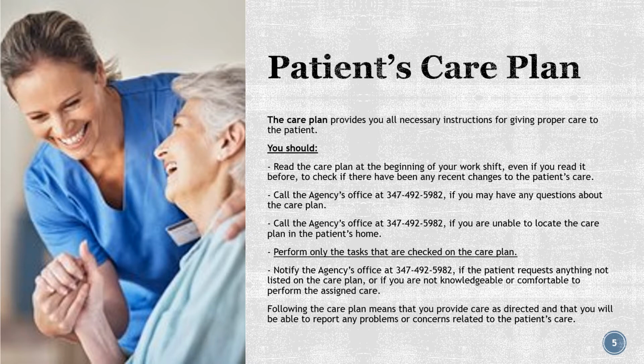Call the agency's office at 347-492-5982 if you are unable to locate the care plan in the patient's home. Perform only the tasks that are checked on the care plan. Notify the agency's office at 347-492-5982 if the patient requests anything not listed on the care plan, or if you are not knowledgeable or comfortable to perform the assigned care. Following the care plan means that you provide care as directed and that you will be able to report any problems or concerns related to the patient's care.